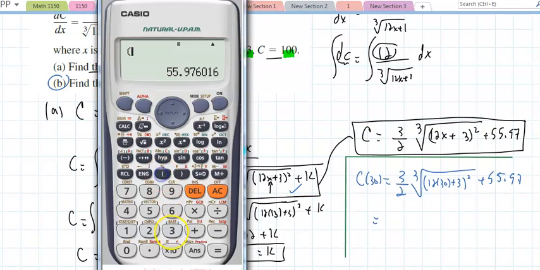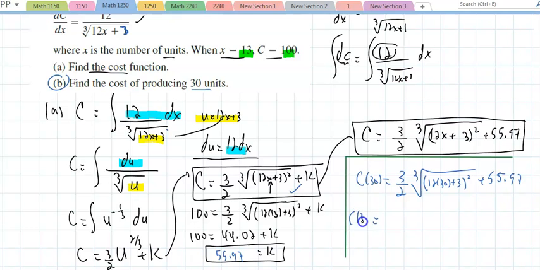So if I take 3/2, and if I take 12, now I have a key for a radical. I could use it. So I could hit that key. That's a cube root right there. Or I could raise it to the 1/3 power. Either way, I just want to make sure that you do that in your calculator. And this is going to be 12 times 30 plus 3. Again, it should have been a 1 squared. Plus 55.97. I'm getting 132.30. The cost of producing 30 units is $132.30.